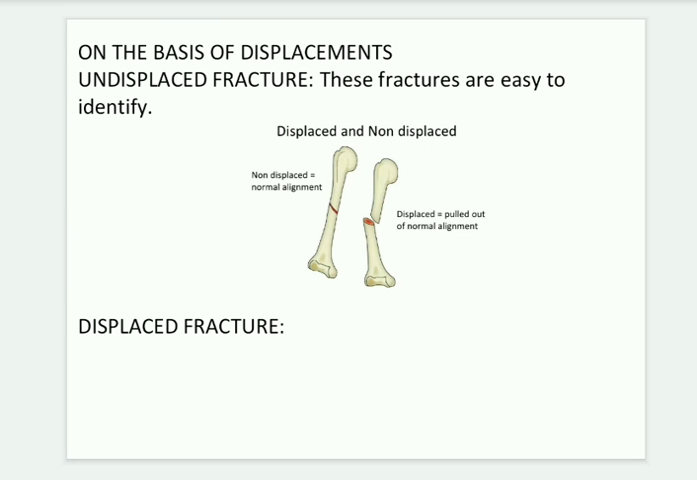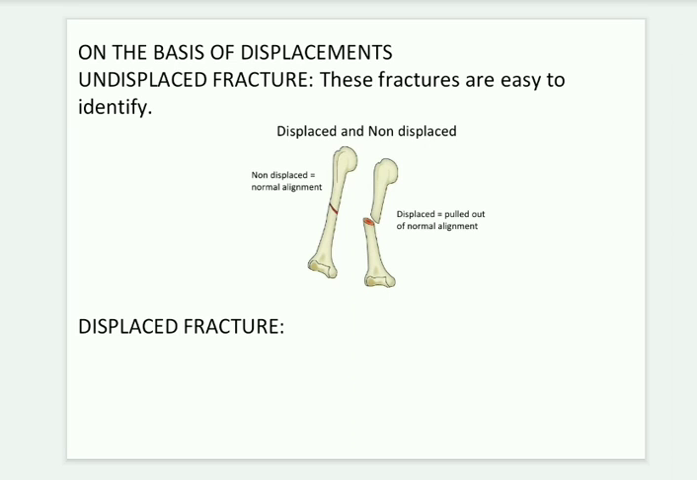Next is on the basis of displacements. It might be an undisplaced fracture and a displaced fracture. Your undisplaced fractures are very easy to identify. In this picture, you can see displaced or non-displaced. Your displaced is pulled out, and you can see the bone is not in normal alignment. In a non-displaced fracture, you can see the bone lies in the normal alignment. Displaced and non-displaced is the difference between the alignment of the bone.